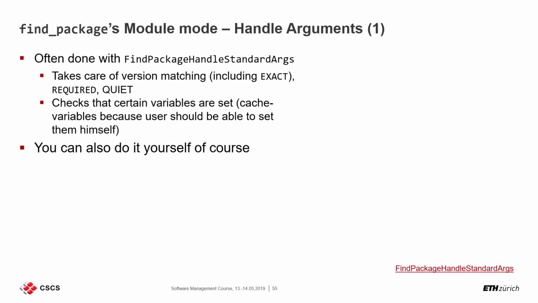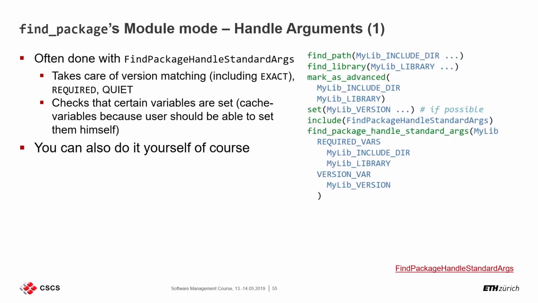Handle arguments. The problem with this module mode is that it's quite complex, because we need to take into account all those options like REQUIRED or QUIET, which says that it shouldn't print anything. You need to do version matching, checking whether the version matches the version that is given by the user. So there is a helper called find_package_handle_standard_args, which does all of that argument handling for you. You can also do it yourself, but with this it's much easier.